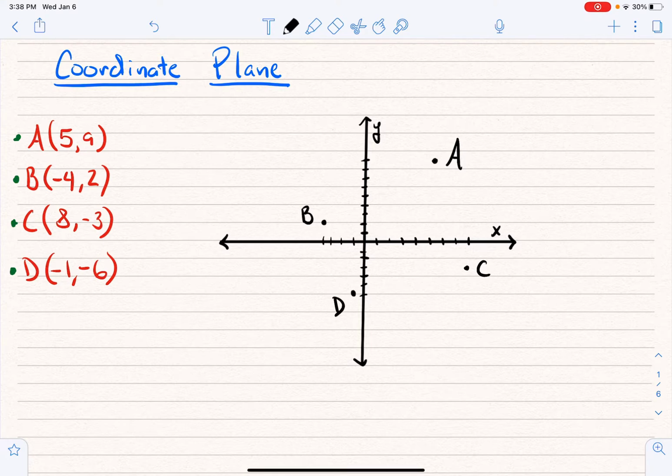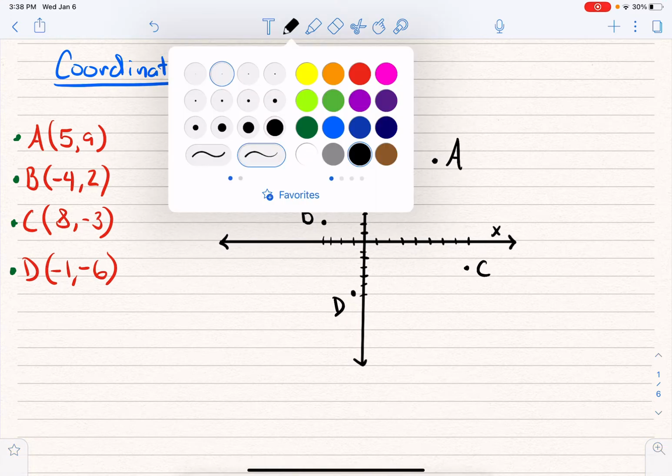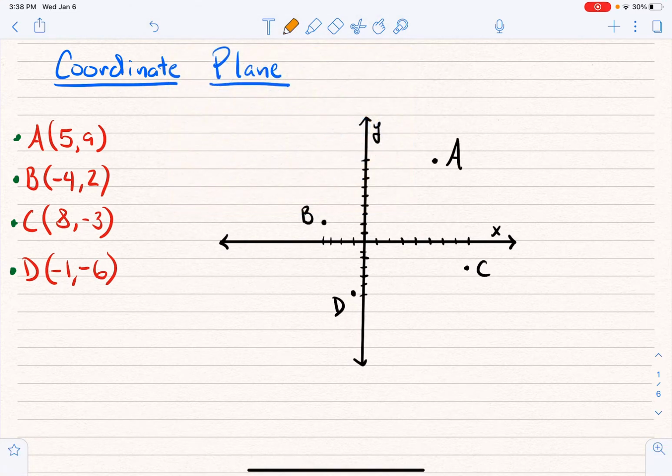Everyone in here should be able to find points on the coordinate plane. And if I was to ask you what quadrant A is in, well, A is in the first quadrant. It's always done in Roman numerals. B is in the second quadrant. D is in the third quadrant. And C is in the fourth quadrant.